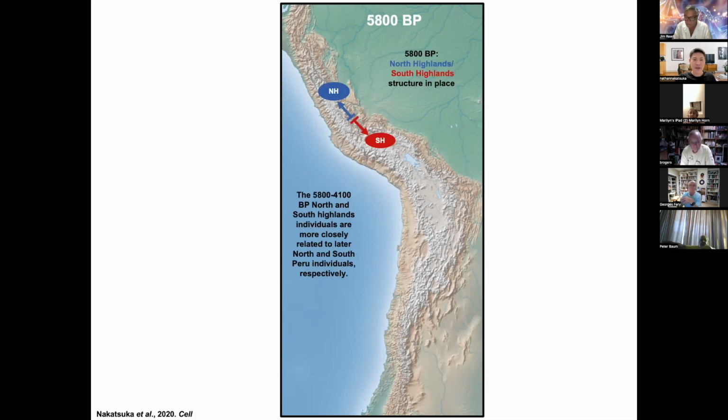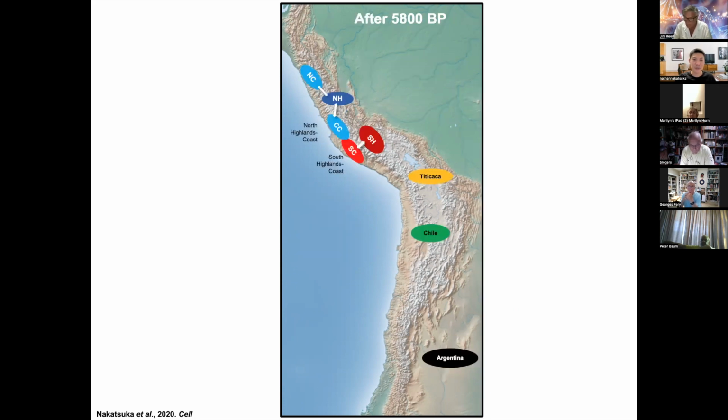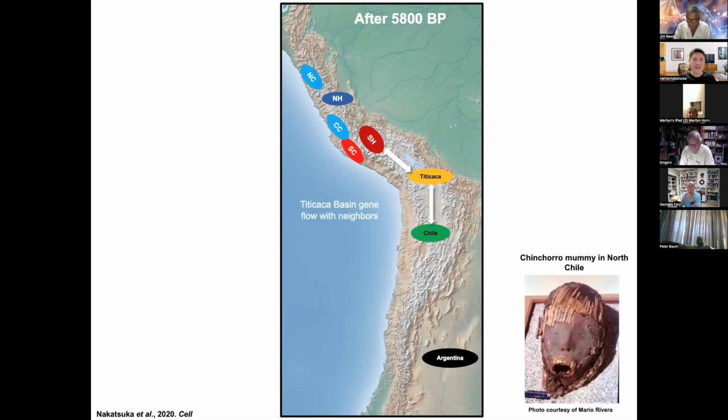After this, the north and south start distinguishing themselves after around 5,800 years ago. At this time, there's plant cultivation starting, increased sedentism and increased population growth, which could have contributed to this population structure where the north and south are now differentiating from each other. After 5,800 years ago, we observed migration between the highlands and the coast. So people are going up and down the highlands and the coast. And also between the north and south highlands, people are moving up and down the Andes.